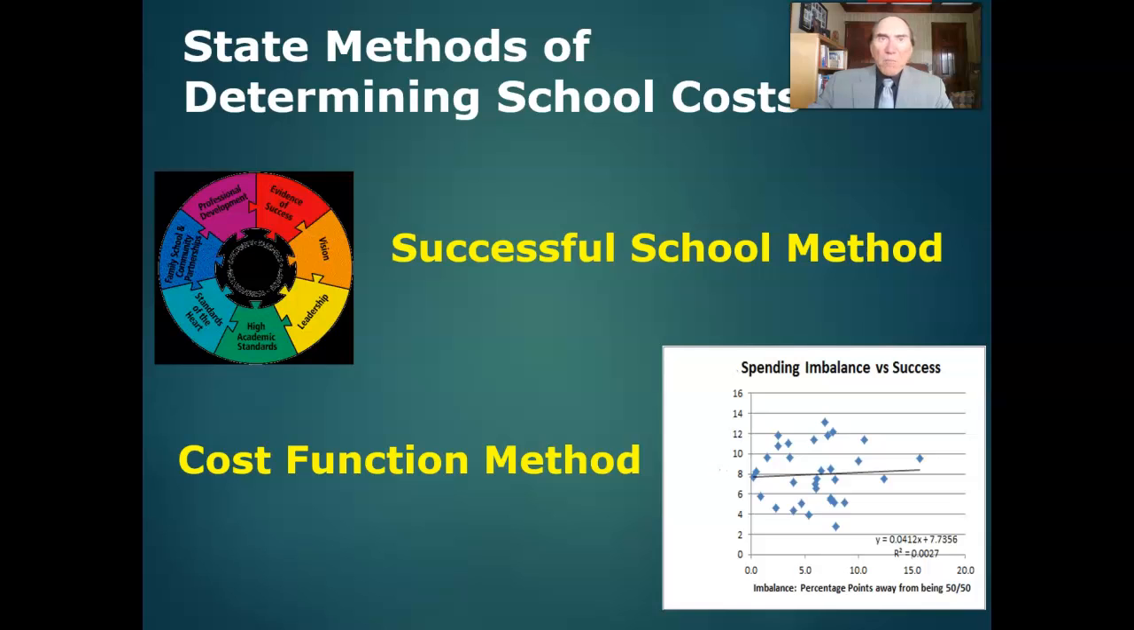Cost function method differs from the successful school district approach because this approach attempts to determine not only a level of spending that is correlated empirically with academic success, but also how that level may change for different districts with varying characteristics.